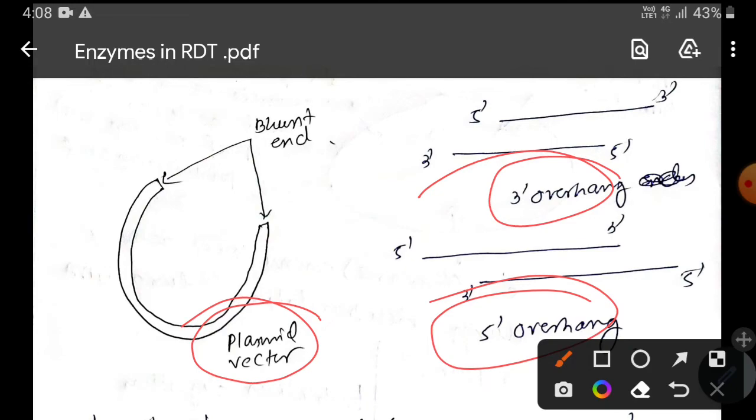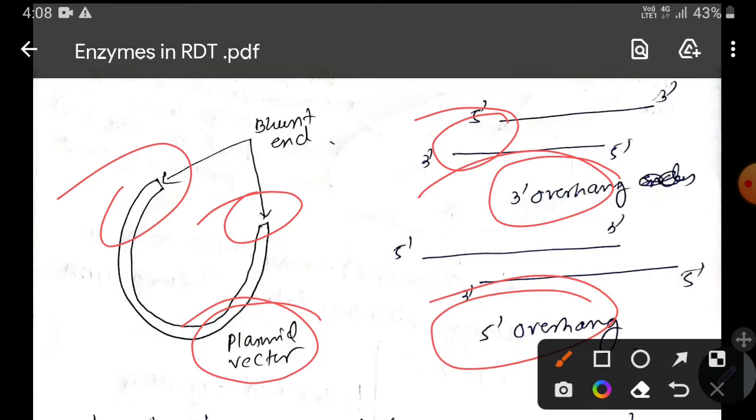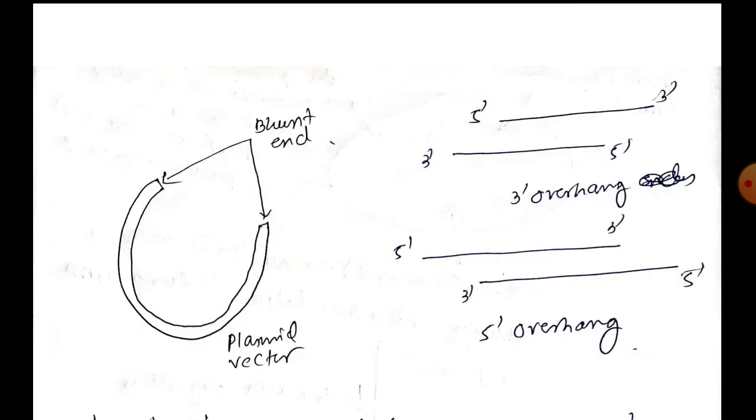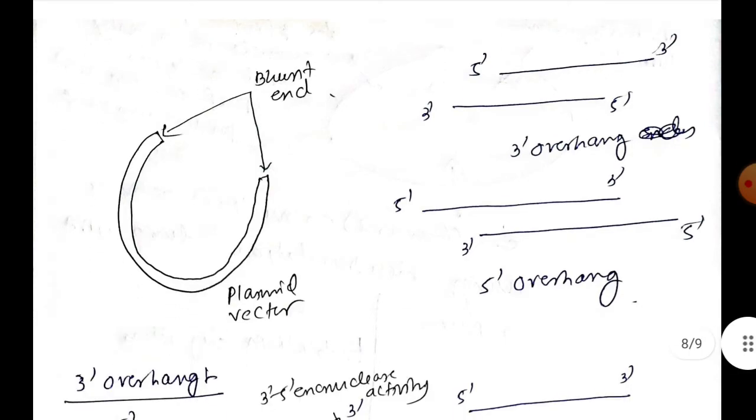Okay, so as a result you cannot join them, right, because blunt end does not join with a sticky end, right? Blunt end will only join with the blunt end, right? So how can you join them? This is going to be a very difficult task. In that position we are going to use the Klenow fragment.